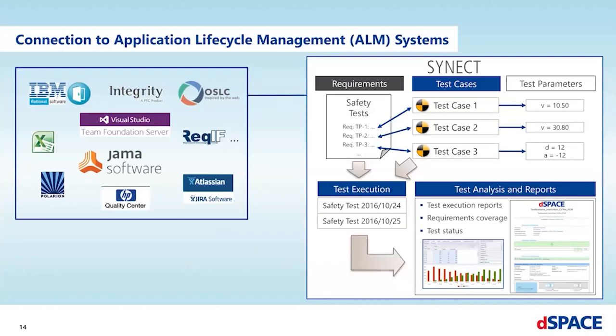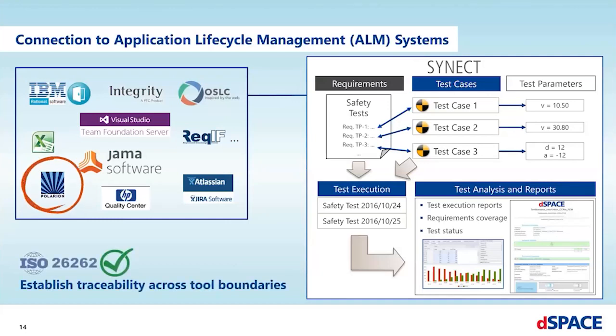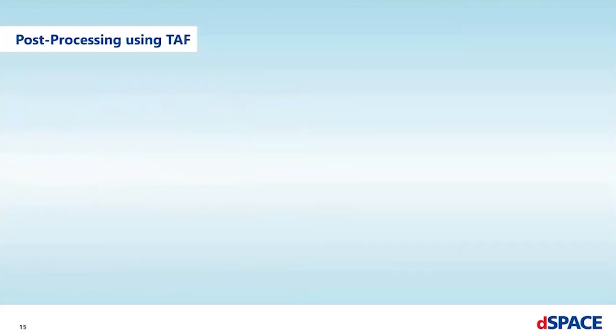Since we are integrating the ALM into our testing toolchain, we then also extend our traceability to the data in the ALM as well, giving us that ISO 26262 compliance. Now let's get into an example of how we can make our test toolchain more efficient.